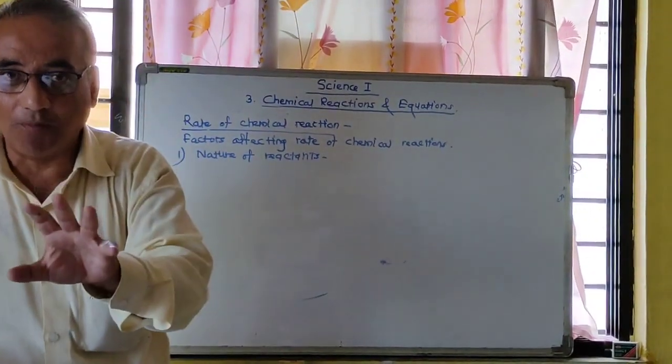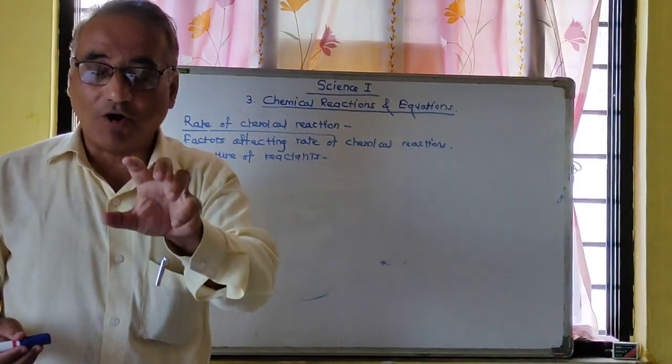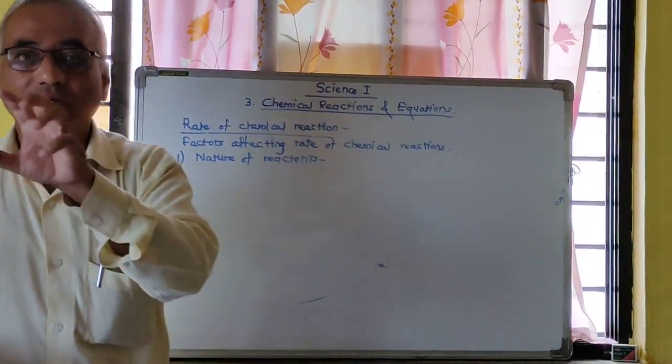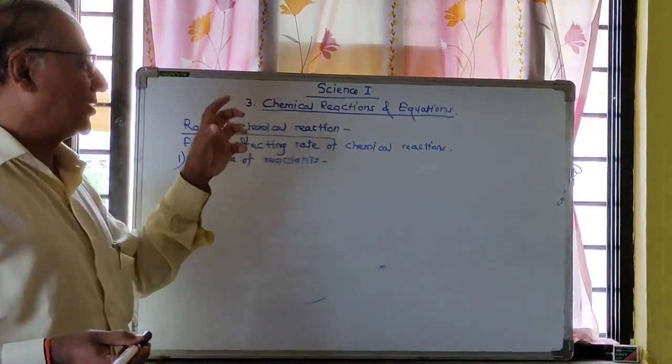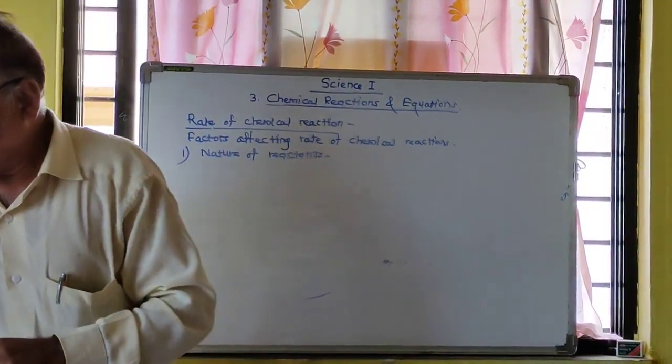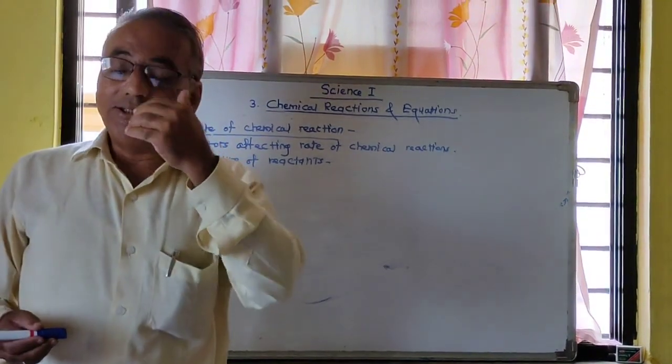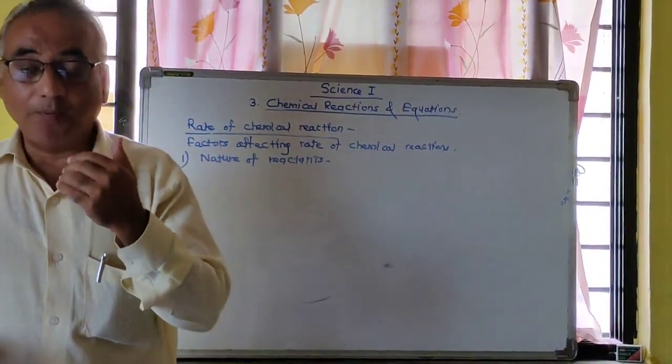Here, when there is a powder form, at that time the rate of reaction is fast. When there is crystalline form, the rate of reaction is slow. Right? Now, this is your daily routine life example.